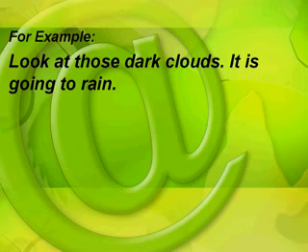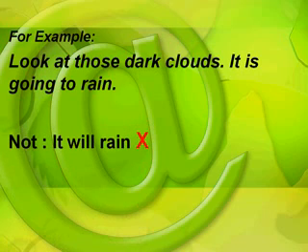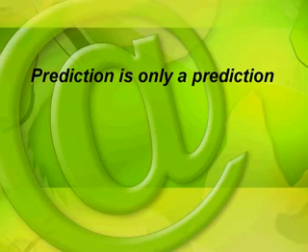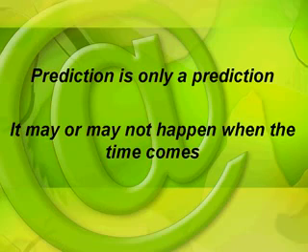So look at those dark clouds. When you look at them, that's a sign for you that maybe it's gonna rain. So that's why when you predict future based on a present situation or any sign, you will use going to for such kind of predictions. Here you cannot say it will rain. A prediction is only a prediction. It may or may not happen when the time comes. So remember that whenever you're predicting future, it is not necessary that thing will definitely happen at that particular time. It may or may not happen.